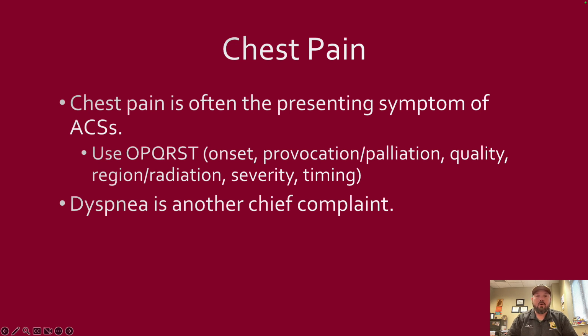And then an important part of the history taking is the OPQRST mnemonic, an excellent tool for chest pain: onset, provocation, palliation, quality, region or radiation, severity, and timing. Questions that you may want to ask using the OPQRST mnemonic for a cardiac patient may be: what is the onset or origin of the discomfort?